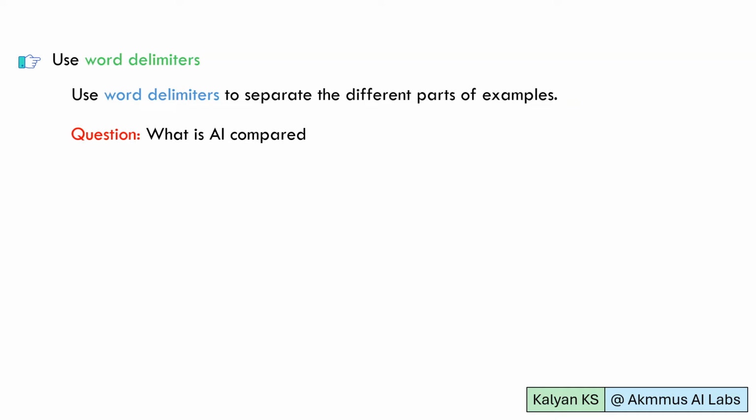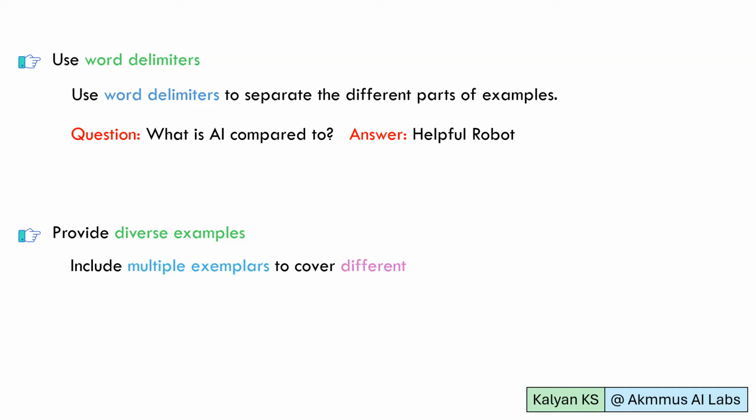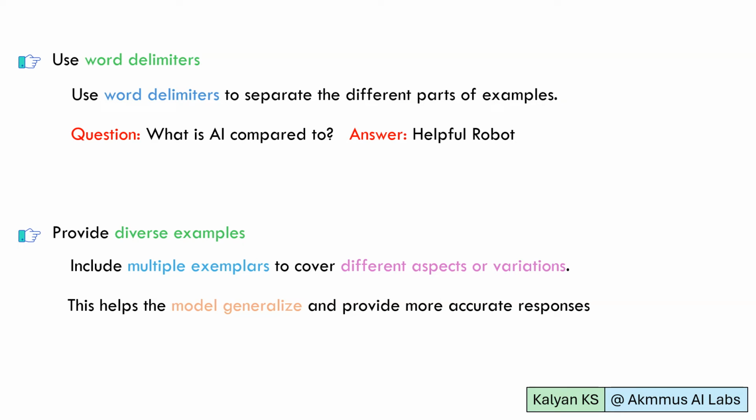Suppose you want to generate questions and answers from a paragraph. In such a case, you have to write example questions and answers in the exemplar element. In the exemplar element, you have to use word delimiters like question and answer to separate the question and answer in each example. The second is, provide diverse examples. Include multiple exemplars to cover different aspects or variations. This helps the model generalize and provide more accurate responses.